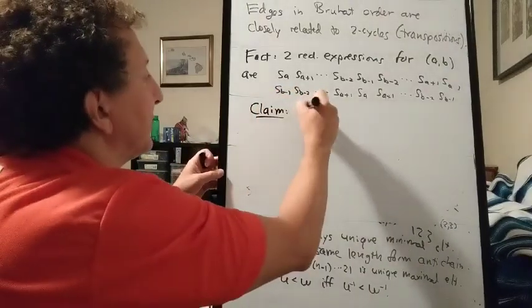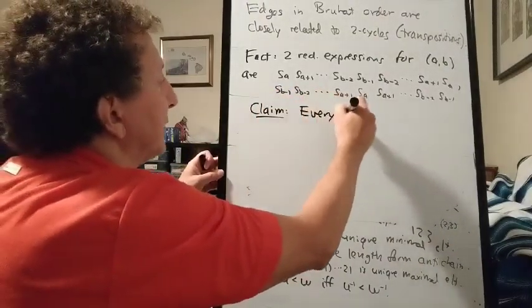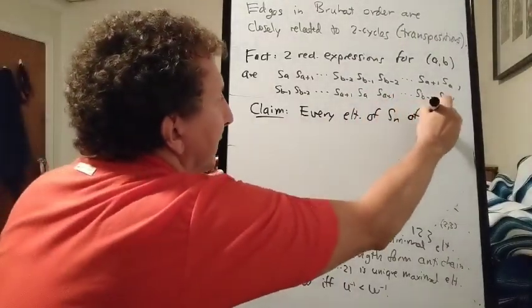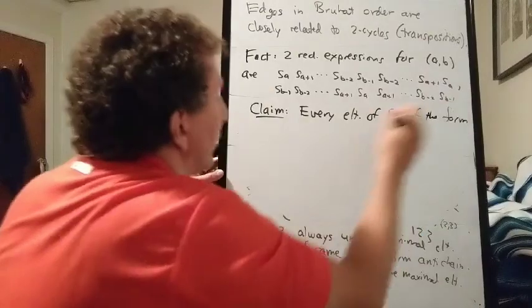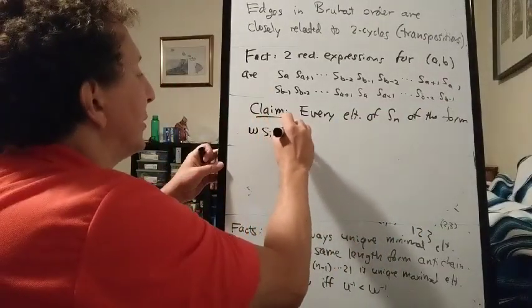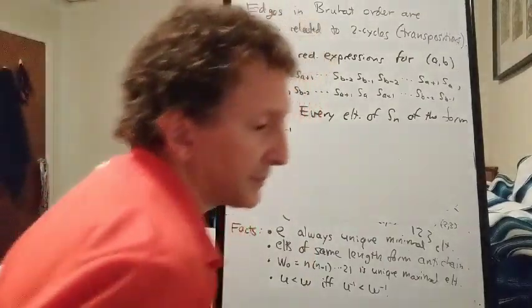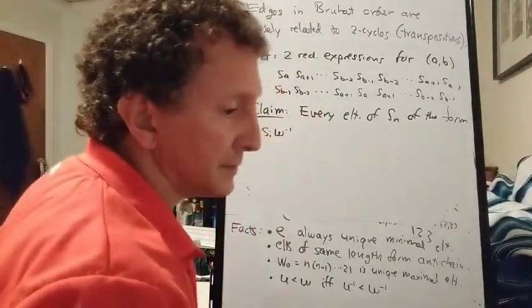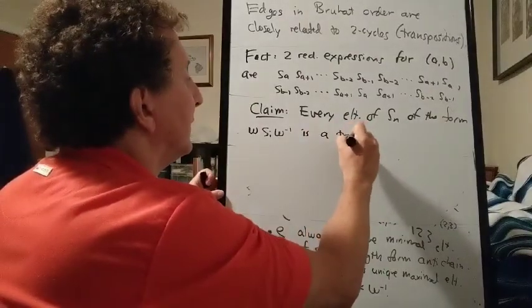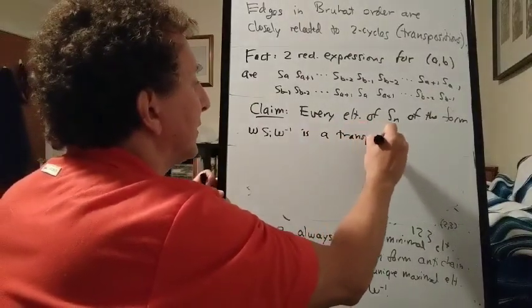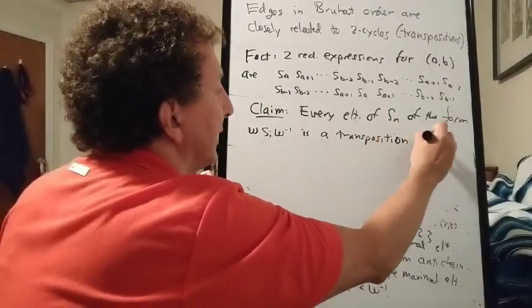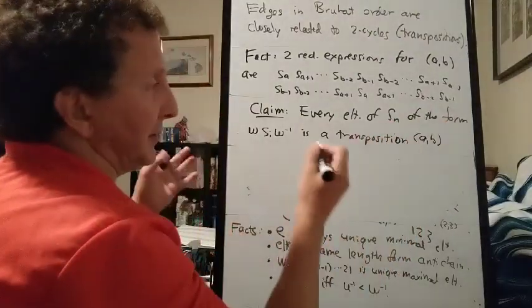Now I claim that every element of the symmetric group of the form W SI W inverse is a transposition AB for some indices A, B.